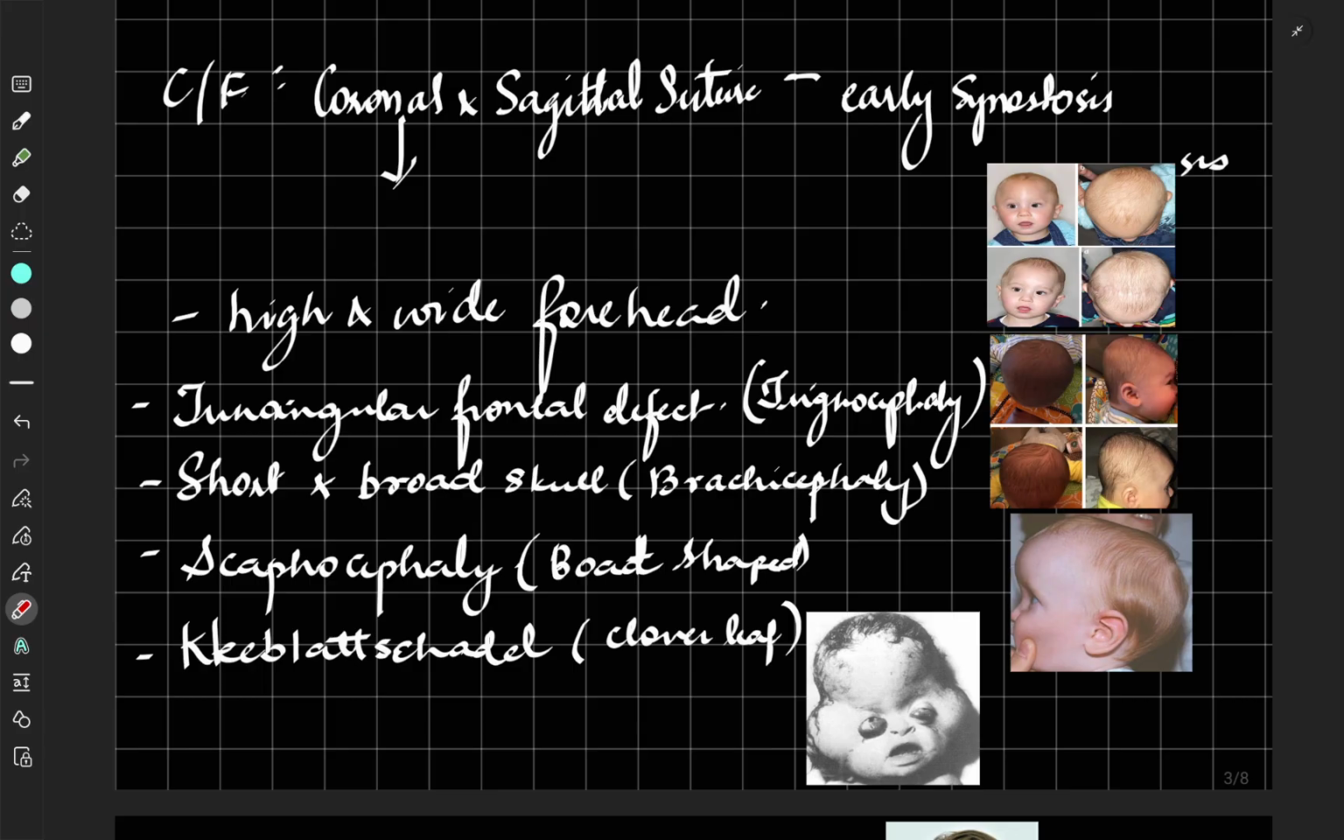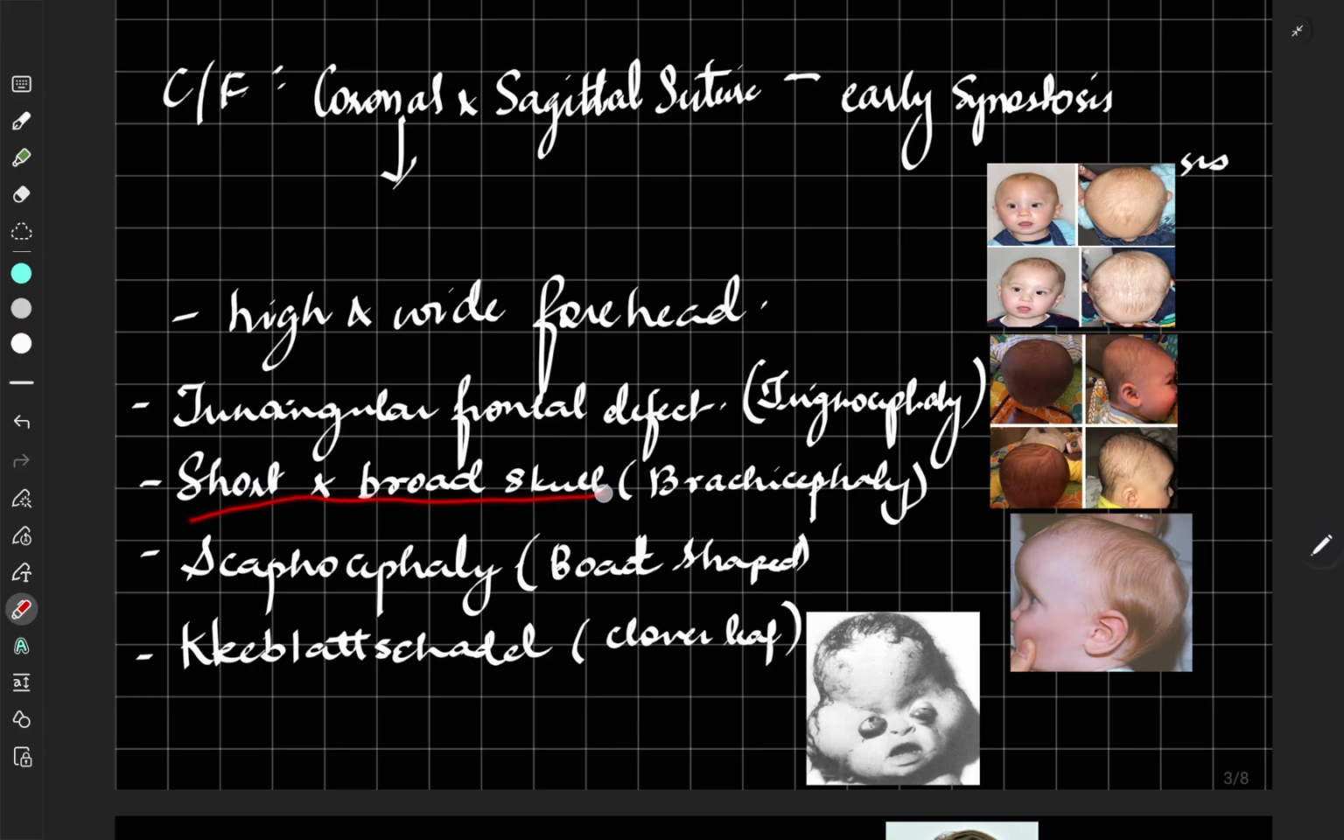The clinical features of this include coronal and sagittal sutures that I told you earlier. They are early synostosis, so they fuse early. There will be a high and wide forehead, as you can see in this photo. Triangular frontal defect can be there, called trigonocephaly. I have put a photo about this here, triangular frontal defect. Can you see this is known as trigonocephaly. As I told you, there are a lot of names to this according to the head shapes.